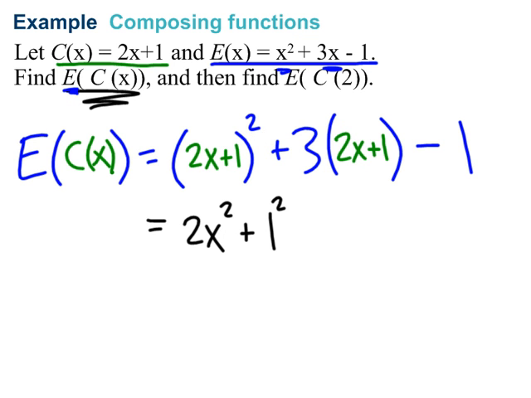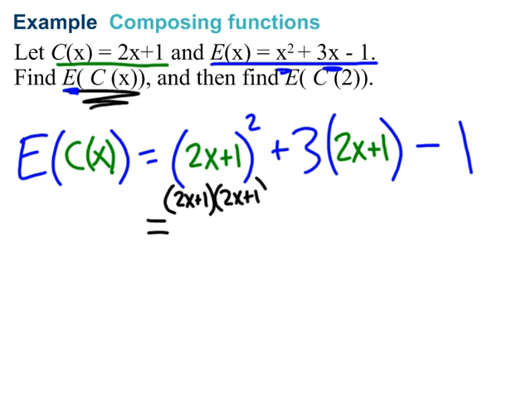We need to remember that 2x plus 1 squared is like (2x plus 1)(2x plus 1). So we need to FOIL that out. And I'm going to go ahead and put 4x squared plus 4x plus 1. I hope you agree with me.